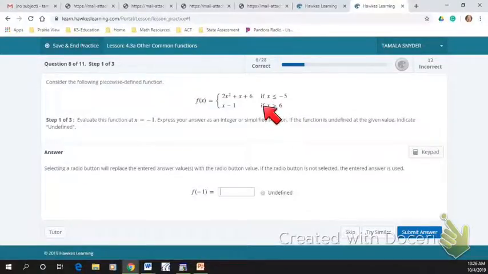So what are we going to do? Undefined. That's undefined. So in this particular one, you would click undefined. So for step 1, you say find f of negative 1 and put undefined as the answer. Okay? Does that make sense?